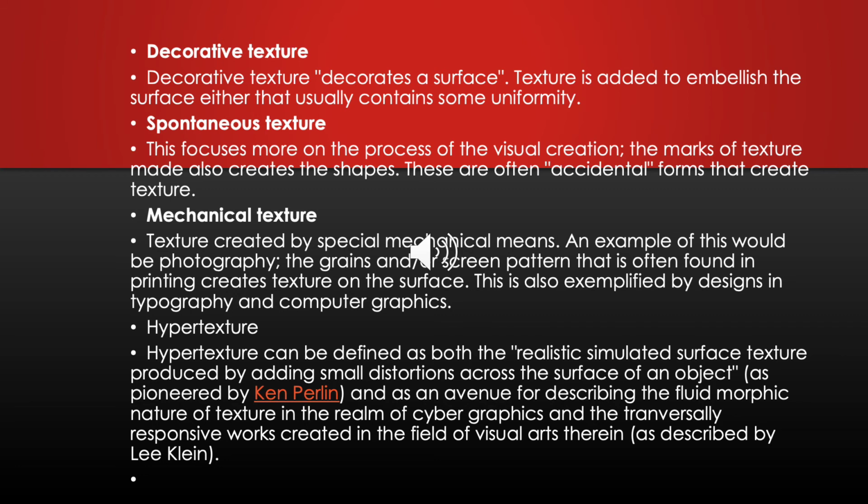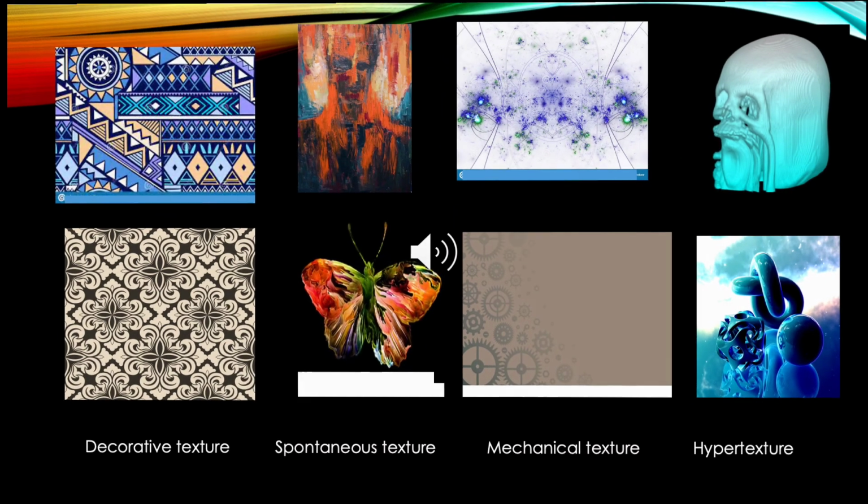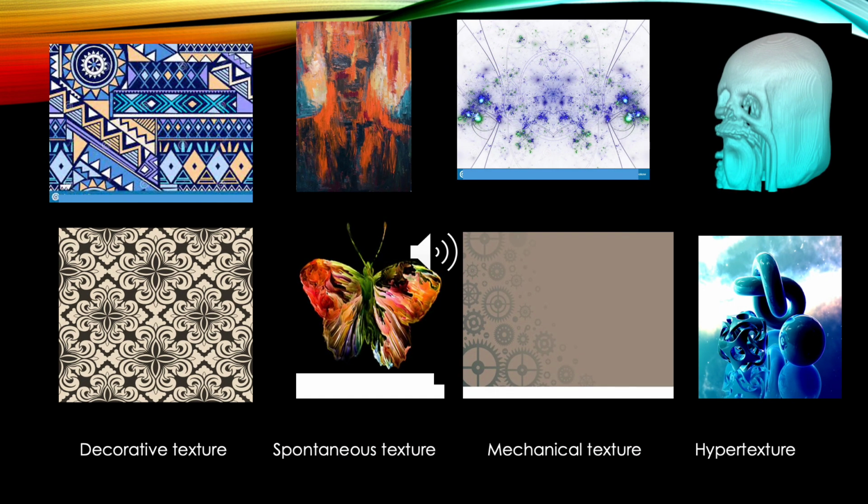The grains and the screen pattern that are often found in a painting create texture on the surface. Hypertexture can be defined as a realistic simulated surface texture produced by adding small distortions across the surface of an object. Some paintings related to decorative texture, spontaneous texture, mechanical texture, and hypertexture.